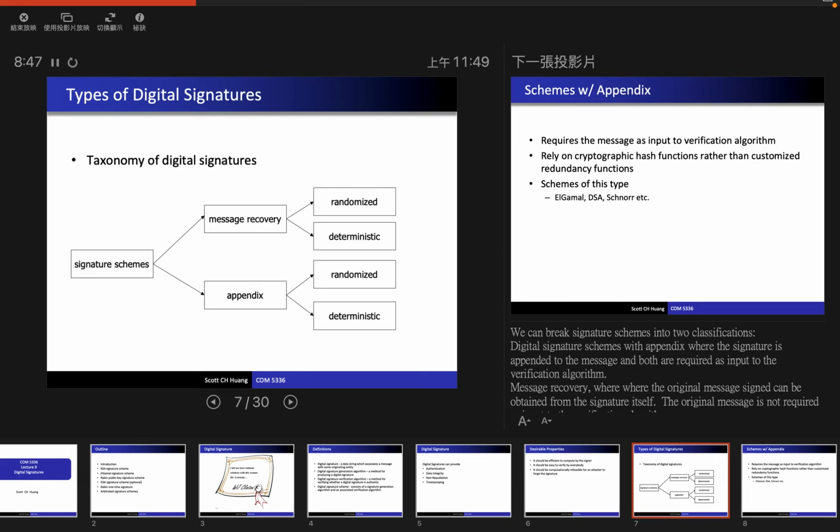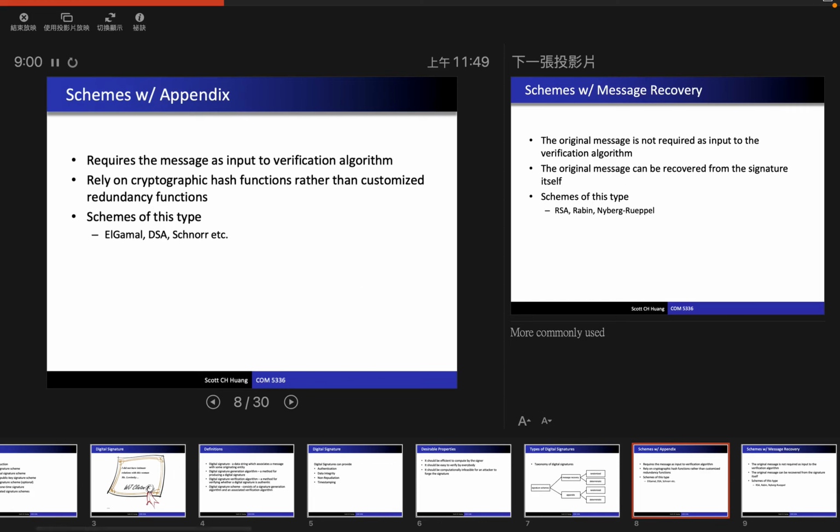This is appendix, and both of them have randomized and deterministic versions. In practice, appendix is used much more frequently than message recovery. Appendix requires the message as an input to the verification algorithm. The signature is usually small, and it's attached at the end of the plain text message.